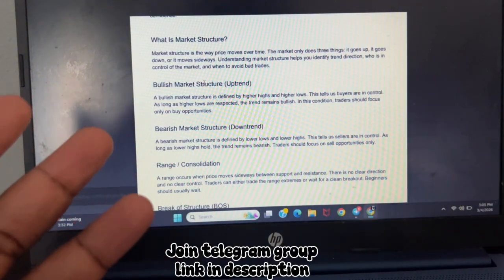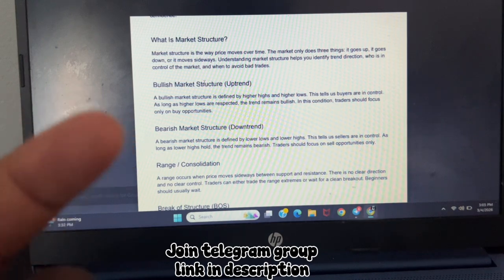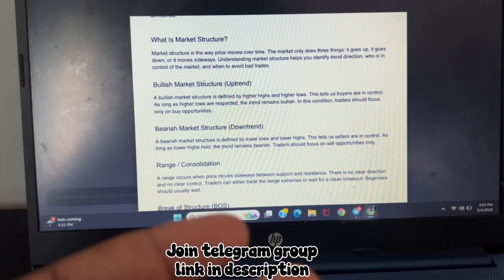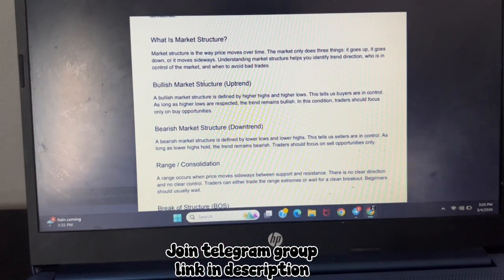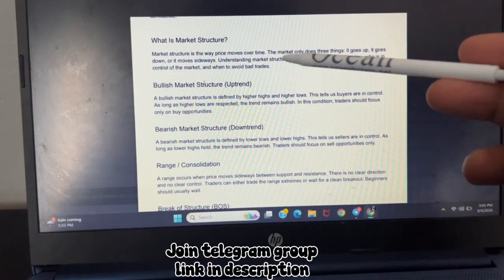The market only does three things, honestly. The market goes up, it goes down, and it goes sideways. So let's continue. The market does three things: it goes up, it goes down, and it moves sideways.